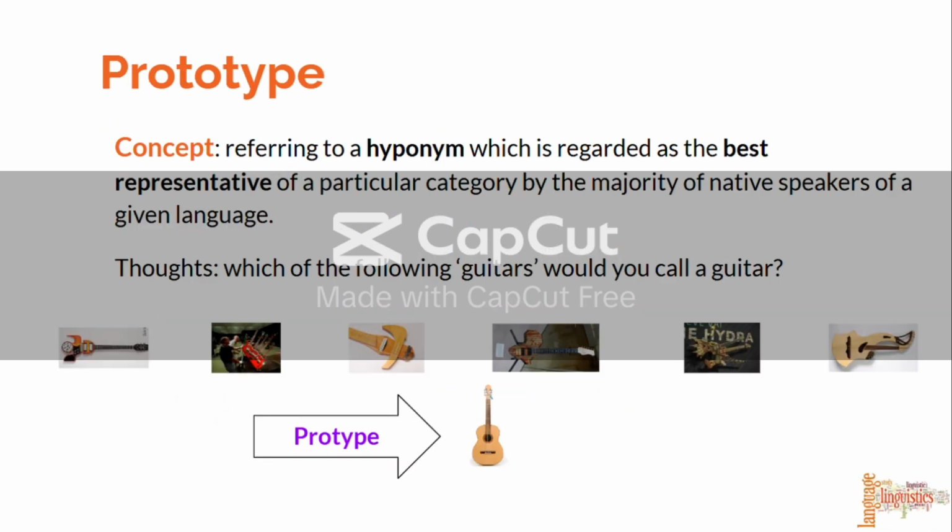Let's look at the last concept, prototype. So the concept of prototype is referring to a hyponym which is regarded as the best representative of a particular category by the majority of native speakers of a given language.